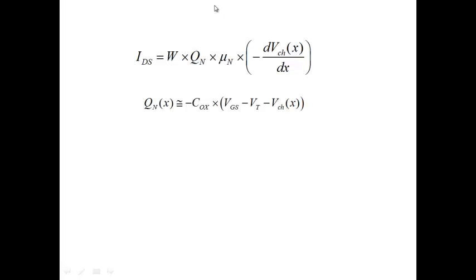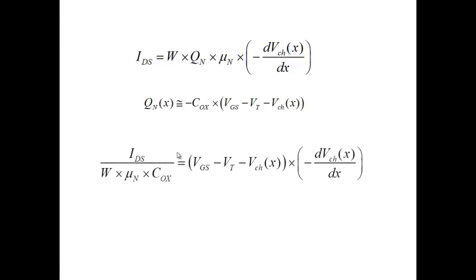So with these assumptions, we know that IDS is W Qn mu times the expression here, and Qn is minus Cox (VGS minus VT minus V channel). So all we need to do is substitute it here and collect the terms. So we have IDS, W mu and C oxide taken here, VGS minus VT. Only the terms involving V channel are being kept on the right hand side here. Okay. All right. So that's a simple rearrangement.